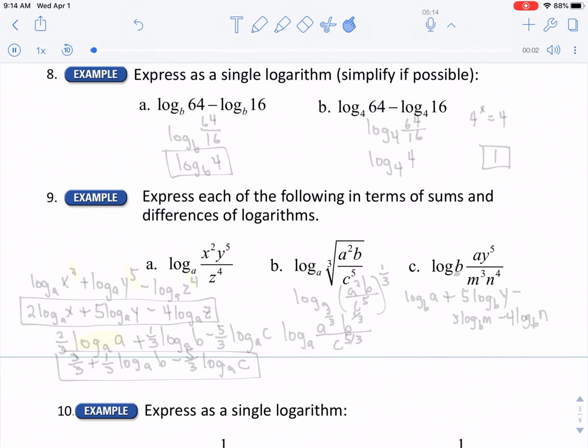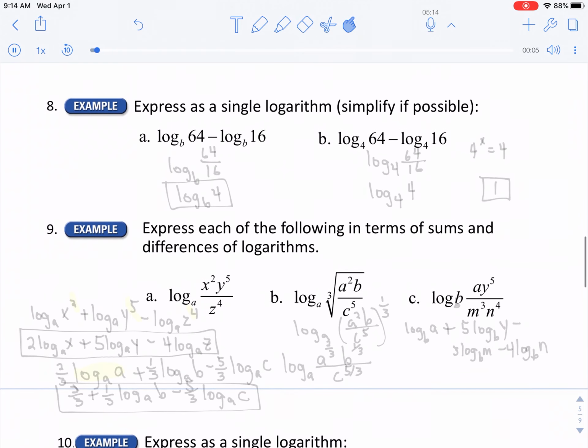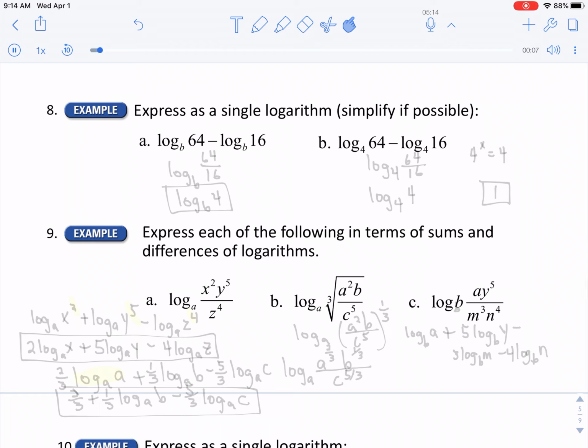This is section 5.4, problems 8 and 9. Because this is subtraction, I'm going to rewrite this as a single logarithm with a quotient, because a quotient means subtraction for exponents. So that's going to be log base b of the 64 goes on top, divided by 16, but that's not the answer this time because it's got to be simplified. 64 divided by 16 is 4, so our answer is log base b of 4.